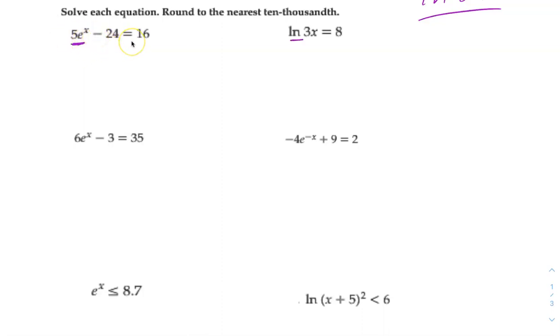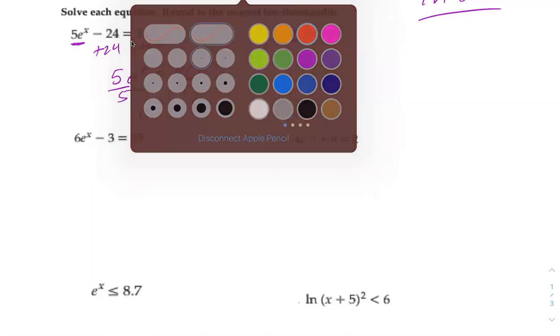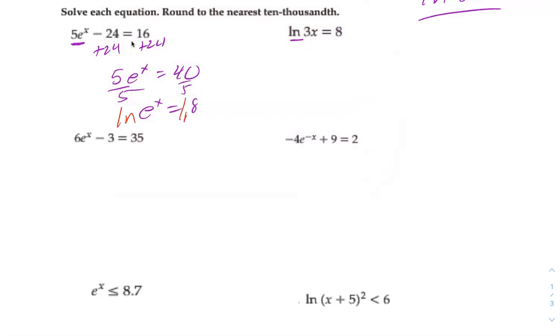So let's add the 24 over. So we get 5e^x equals 40. Then we divide by 5. e^x equals 8. And then we're almost done. You just got to get rid of the e. And the easiest way to get rid of e is you take the natural log both sides. Natural log of e, it's like a natural log thing.